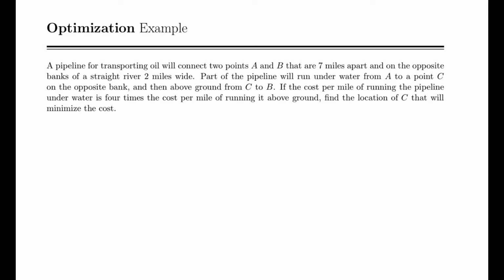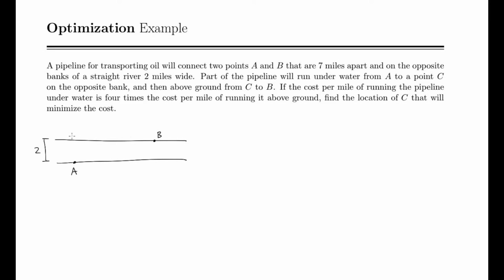All right, we have a pipeline that we're connecting 2 points across the river from each other. So let's go ahead and sketch what we've got here. We've got our river, and we'll say there's our point A, and then on the opposite bank, our point B, and we know the river is 2 miles wide, so that's 2, and then they are 7 miles apart.